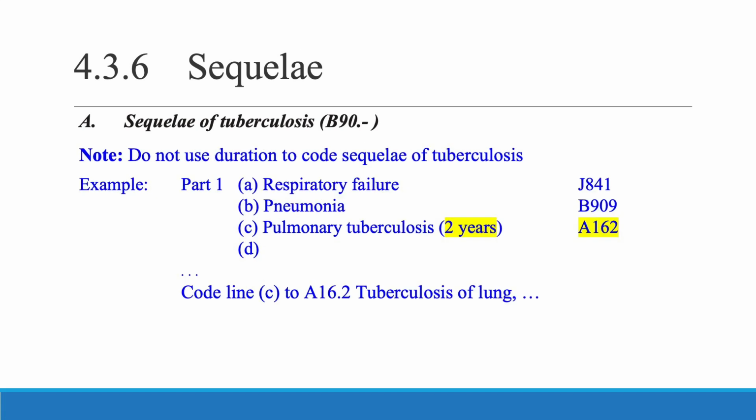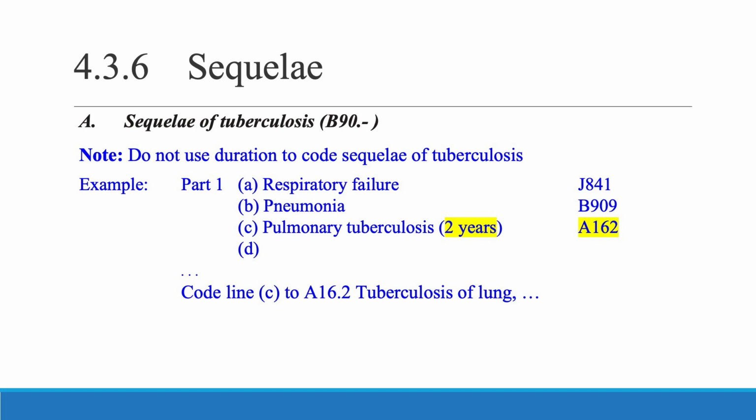A supplementary instruction here, continuing on how to use B90, sequela of tuberculosis. Just a special note that says do not use duration to code sequela of tuberculosis. In the introduction, we read a general statement saying that for some sequela code categories, the interval between the onset and death may indicate death due to a sequela of disease rather than death due to the active phase of that disease. This is not the case with tuberculosis. With tuberculosis, the duration should not be used as an indication that death occurred during the residual phase of the disease rather than during its active phase.